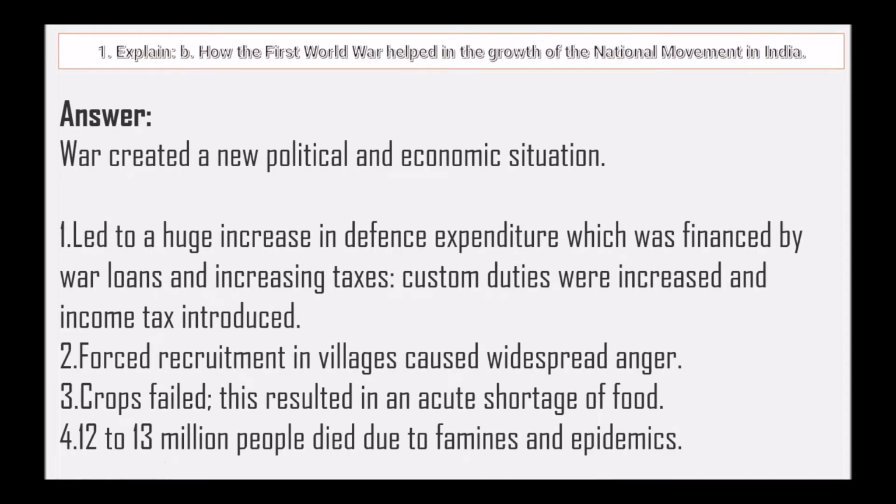Second, how did the First World War help in the growth of the national movement in India? The war created a new political and economic situation. It led to a huge increase in defense expenditure, which was financed by war loans and increasing taxes. Custom duties were increased and income tax introduced. Forced recruitment in villages caused widespread anger. Crops failed. This resulted in an acute shortage of food. 12 to 13 million people died due to the famines and epidemics.